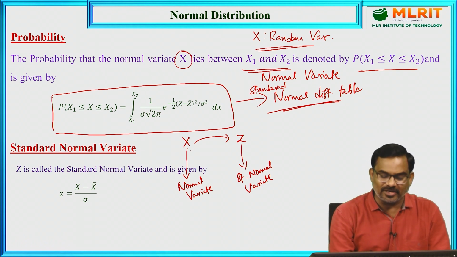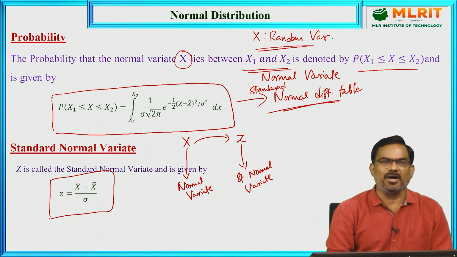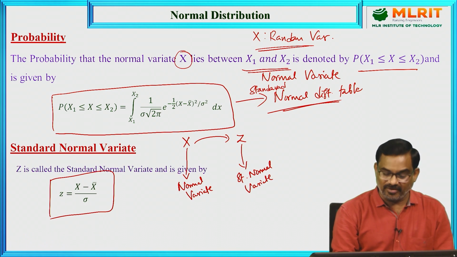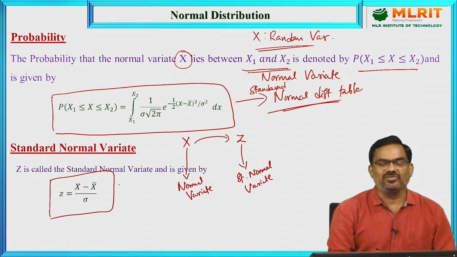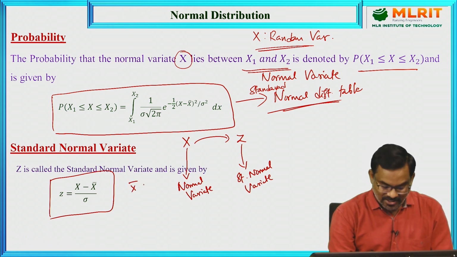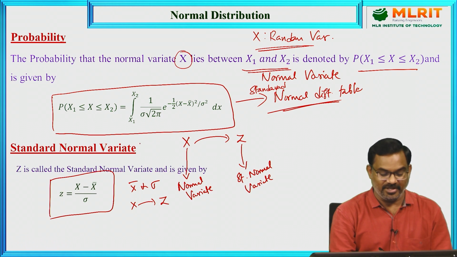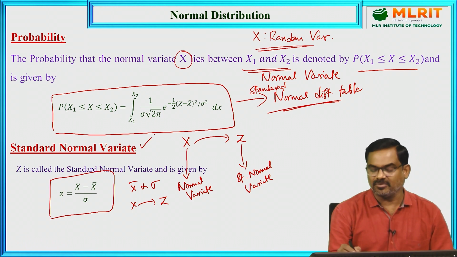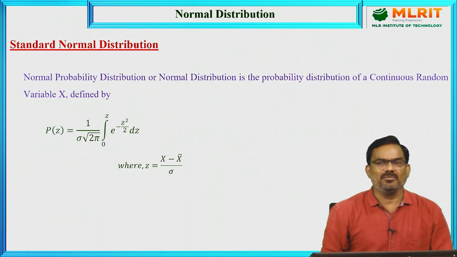Now, how to convert x to z? This z is the standard normal variate given by z equal to x minus x bar by sigma. Here x is the normal variate which we are going to convert, x bar is the mean and sigma is the standard deviation of the distribution. So if we have x bar and sigma, we can convert x to z using this formula. This is called the standard normal variate, and the table was constructed for these standard normal variate values, z values. So, the standard normal distribution.